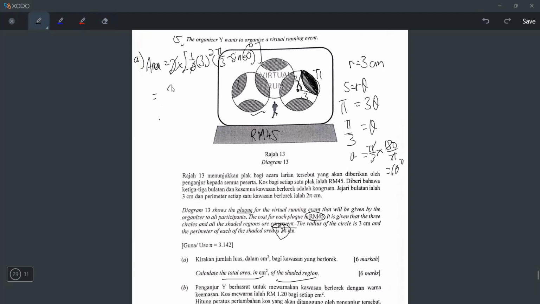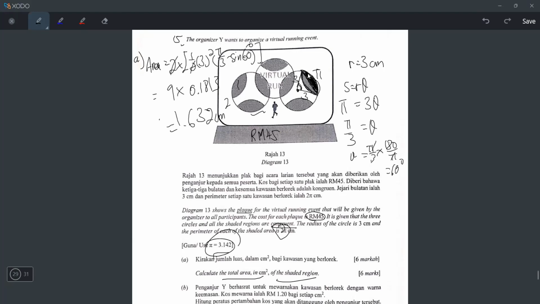And then 3 squared is 9 times, okay, this one you press the calculator. Pi, they say use 3.142. So 3.142 divided by 3 minus sine 60. So you get like 0.1813. Okay, and then now you times 9, you get 1.632 cm squared.